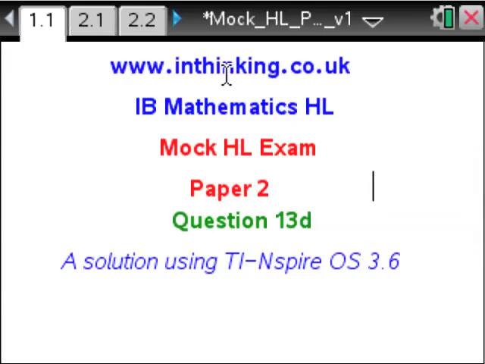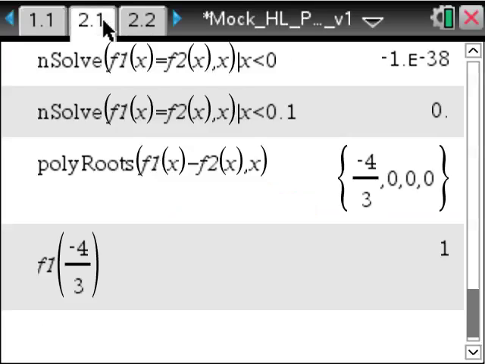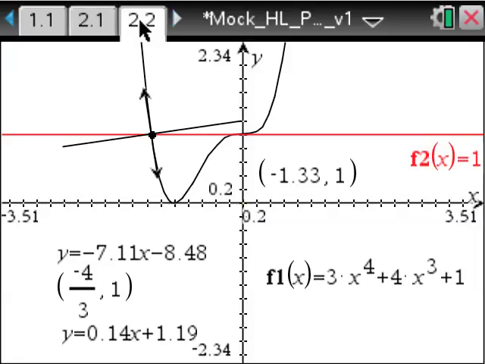Paper 2, question 13, part D. There's all our answers from 13 parts A, B, and C. And so for part D, this line which we've just constructed, we have to find out where it meets the curve again. So I'm just going to extend it out and find the intersection point at this point there.